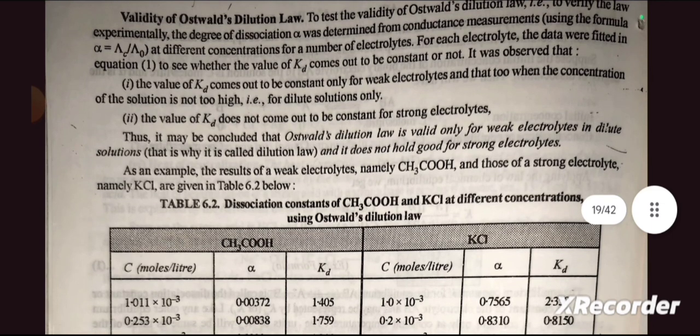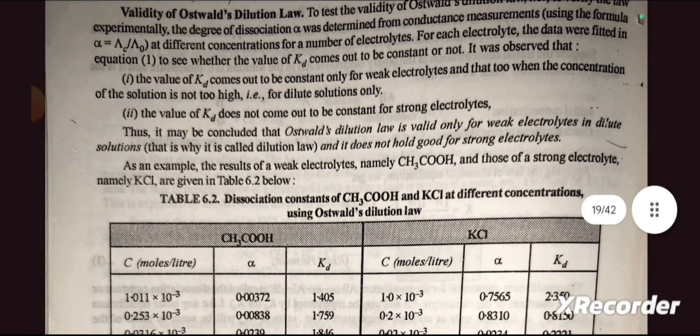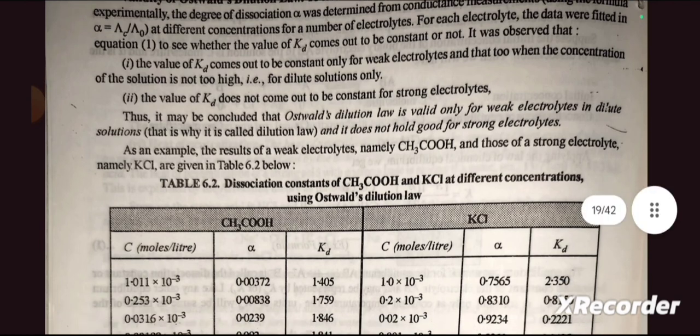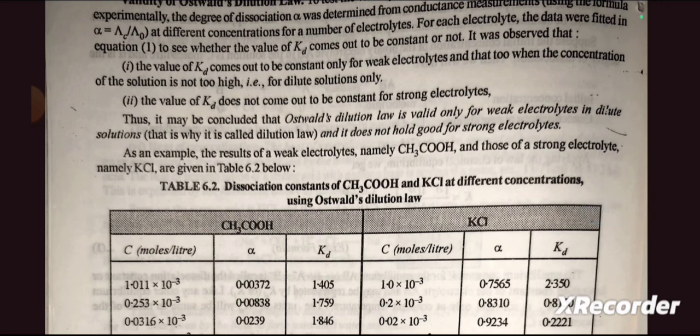First, the value of Kd comes out to be constant only for weak electrolytes, and that too when the concentration of the solution is not too high, that is, for dilute solutions only. Second, the value of Kd does not come out to be constant for strong electrolytes. Thus, it may be concluded that the Ostwald dilution law is valid only for weak electrolytes in dilute solutions. That is why it is called dilution law, and it does not hold good for strong electrolytes.